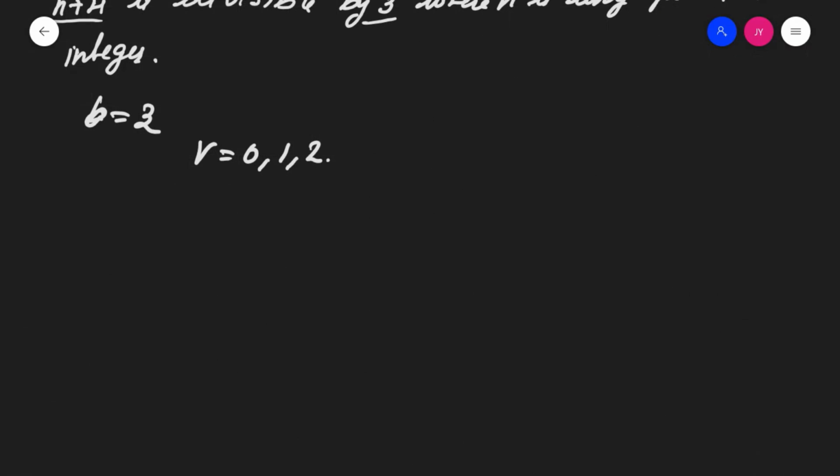So case 1, when r is equal to 0. By division algorithm, a is equal to bq plus r.